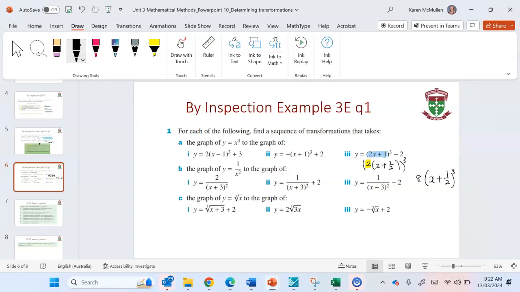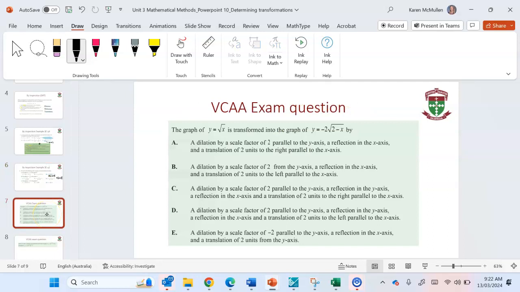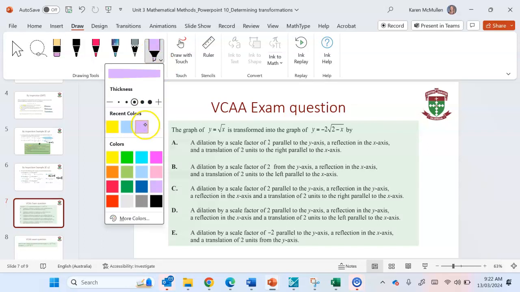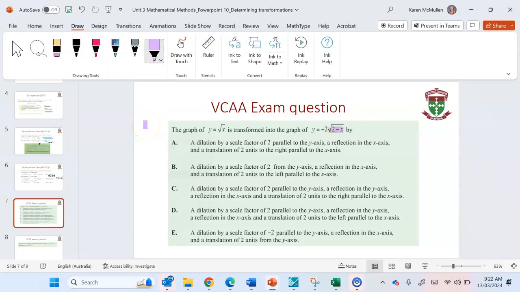Maybe with that one, have a go at doing it with mapping instead, because I think that would be a good practice of them. The rest are pretty straightforward. Let's just have a look. So there's a VCAA question. So easy to read these transformations. Just remember this part here. Change that. You can do this one easily by inspection.